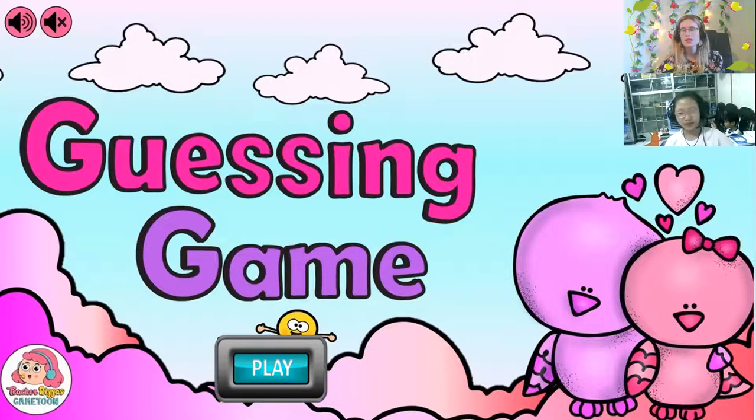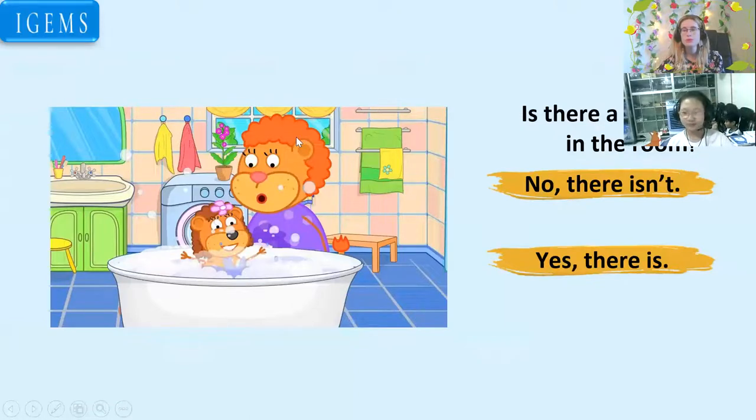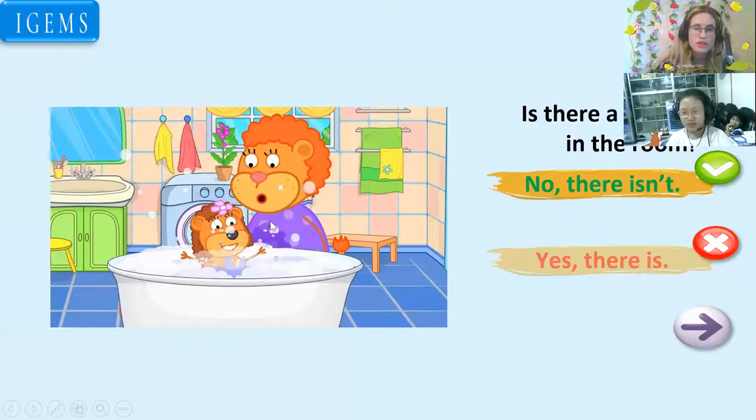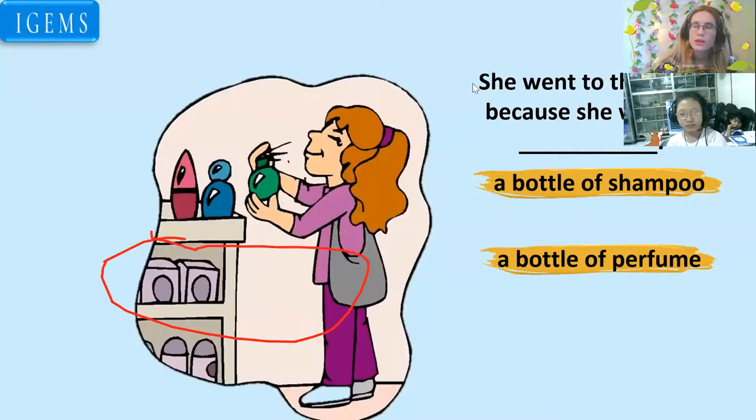Guessing game. Is there a bar of soap in the room? I think... yes or no? Yes, there is, I think. Uh-oh. No, there isn't. No, I don't see any soap. Okay, so no, there isn't. If you look at this picture, you can't see soap. You see bubbles, but maybe it's bubble bath. Bubble bath is not soap. All right, good. All right, next.